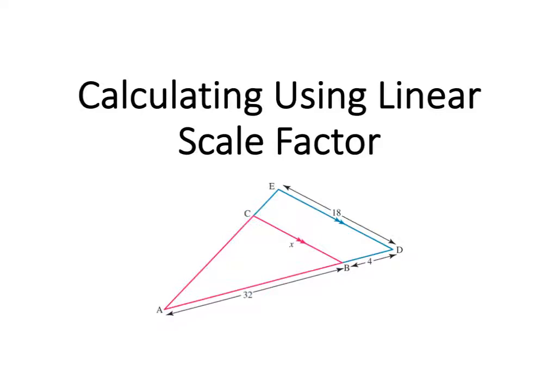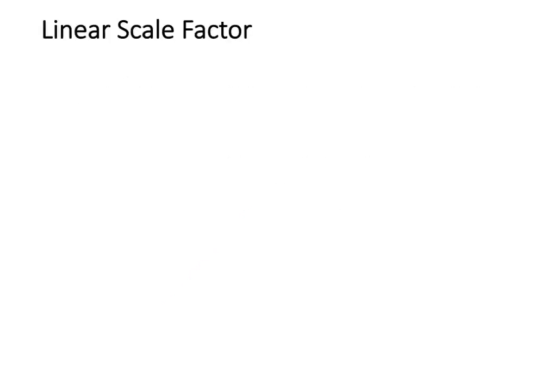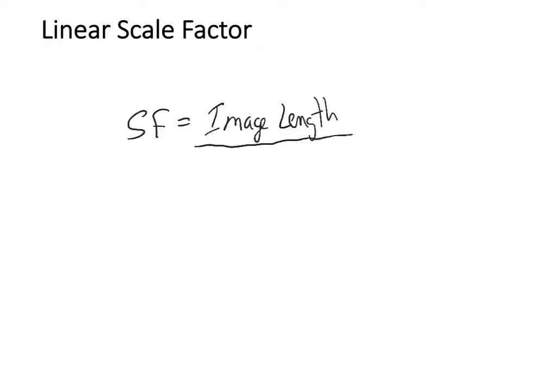In this video, we're going to have a look at how we find the missing side of a triangle using similar shapes and linear scale factor. Now, the scale factor is generally calculated as the image length divided by the object length. If we have two similar shapes, we can use scale factor to help us calculate the missing side in one of those shapes.